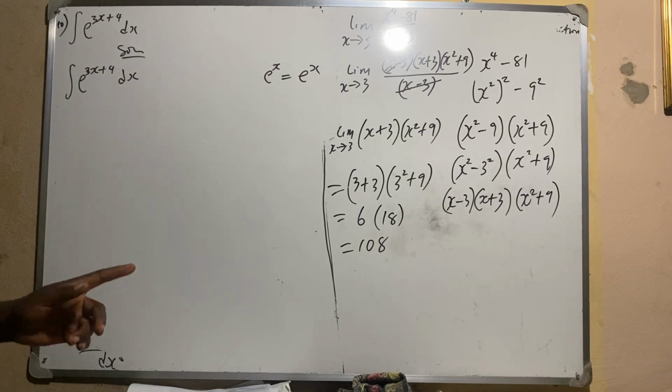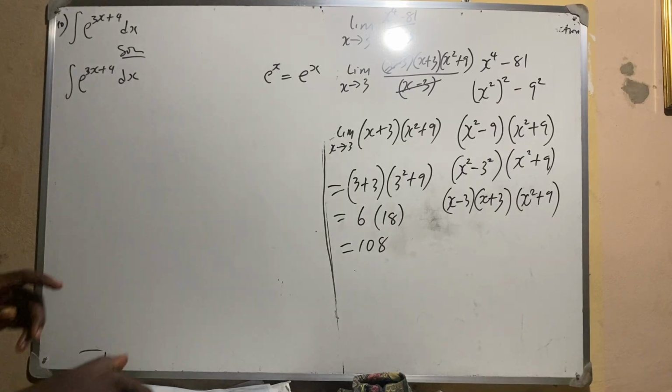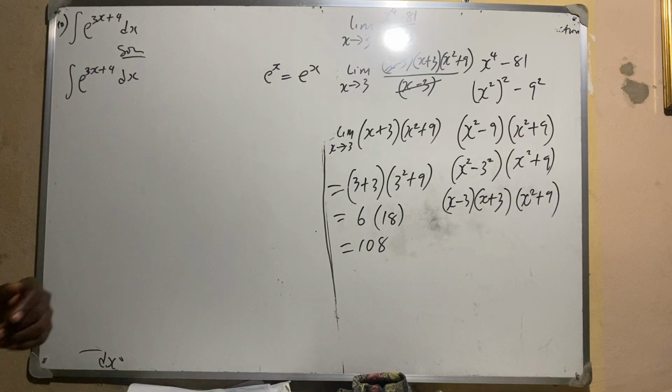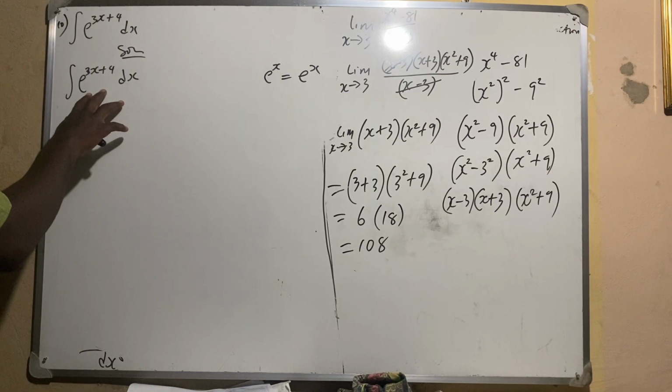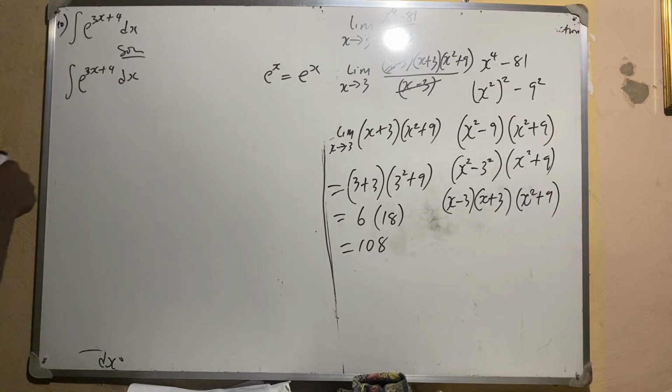In differentiation, this is called a function of a function. A function of a function for differentiation says: differentiate the bracket times differentiate everything. But in integration, you differentiate the bracket, use it and divide the integral of everything. Are you getting me now? That is, integrate everything, then divide it by the differentiation of the bracket.